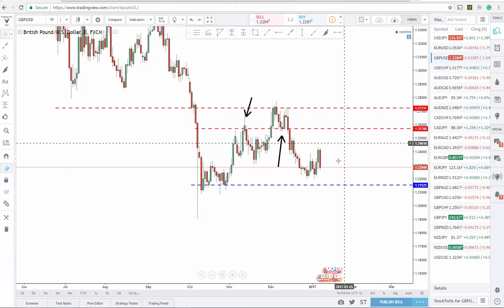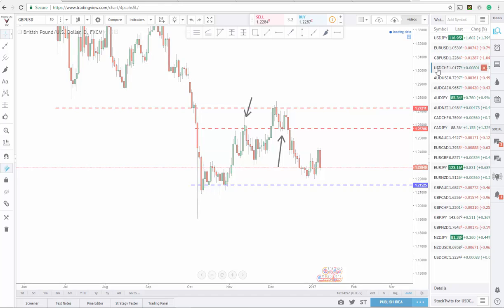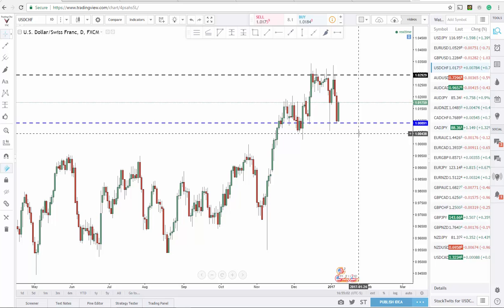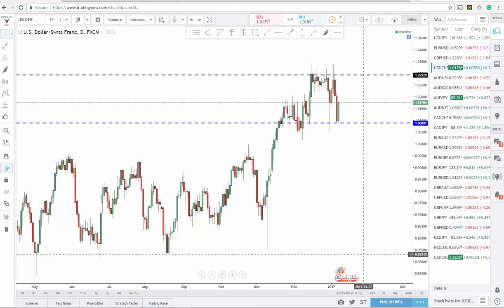Now for the last pair we're going to take a look at today, the dollar Swiss. And just as we did with the other pairs, I'll go ahead and play a clip of structure-based trading episode 1 where we did some structure-based analysis on this pair. So let's check that out now.